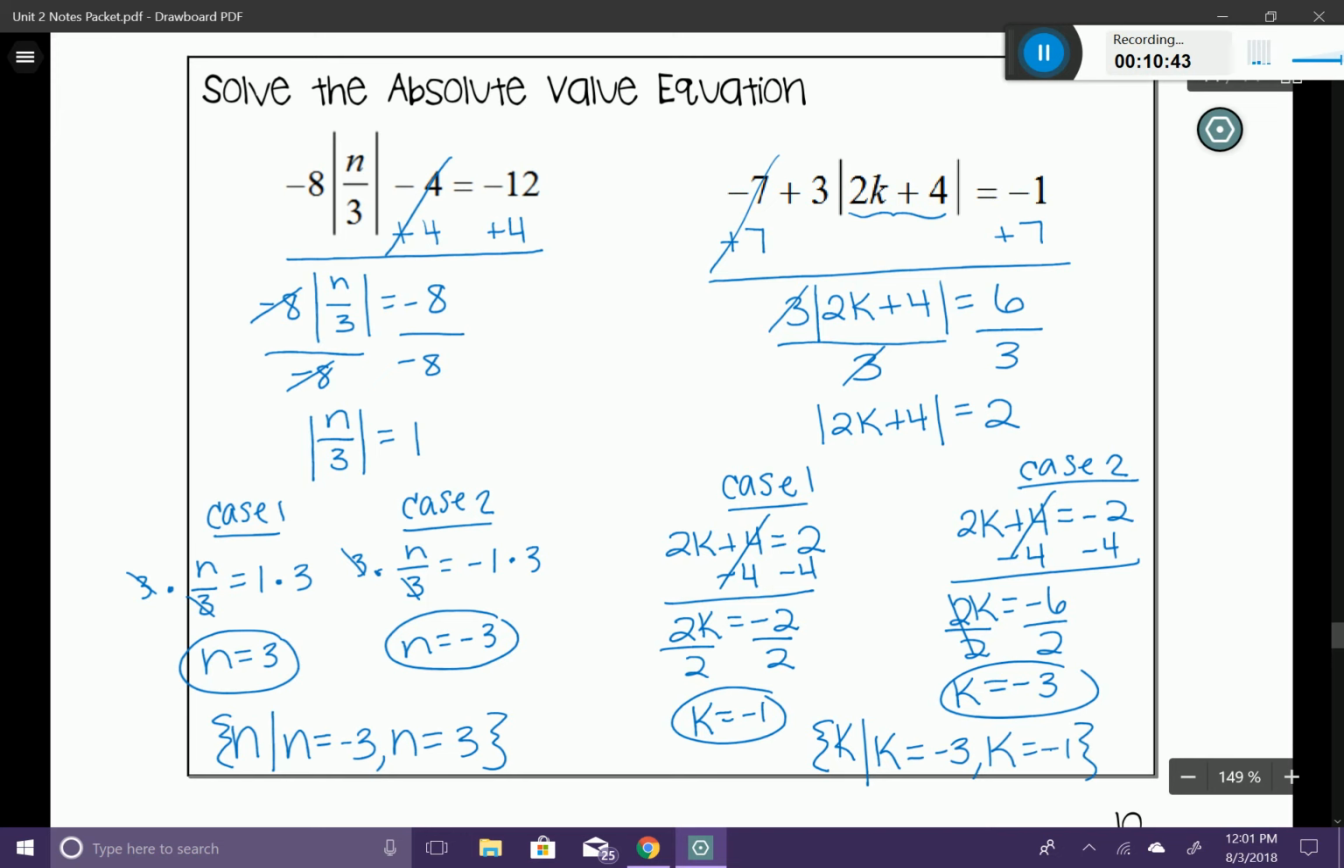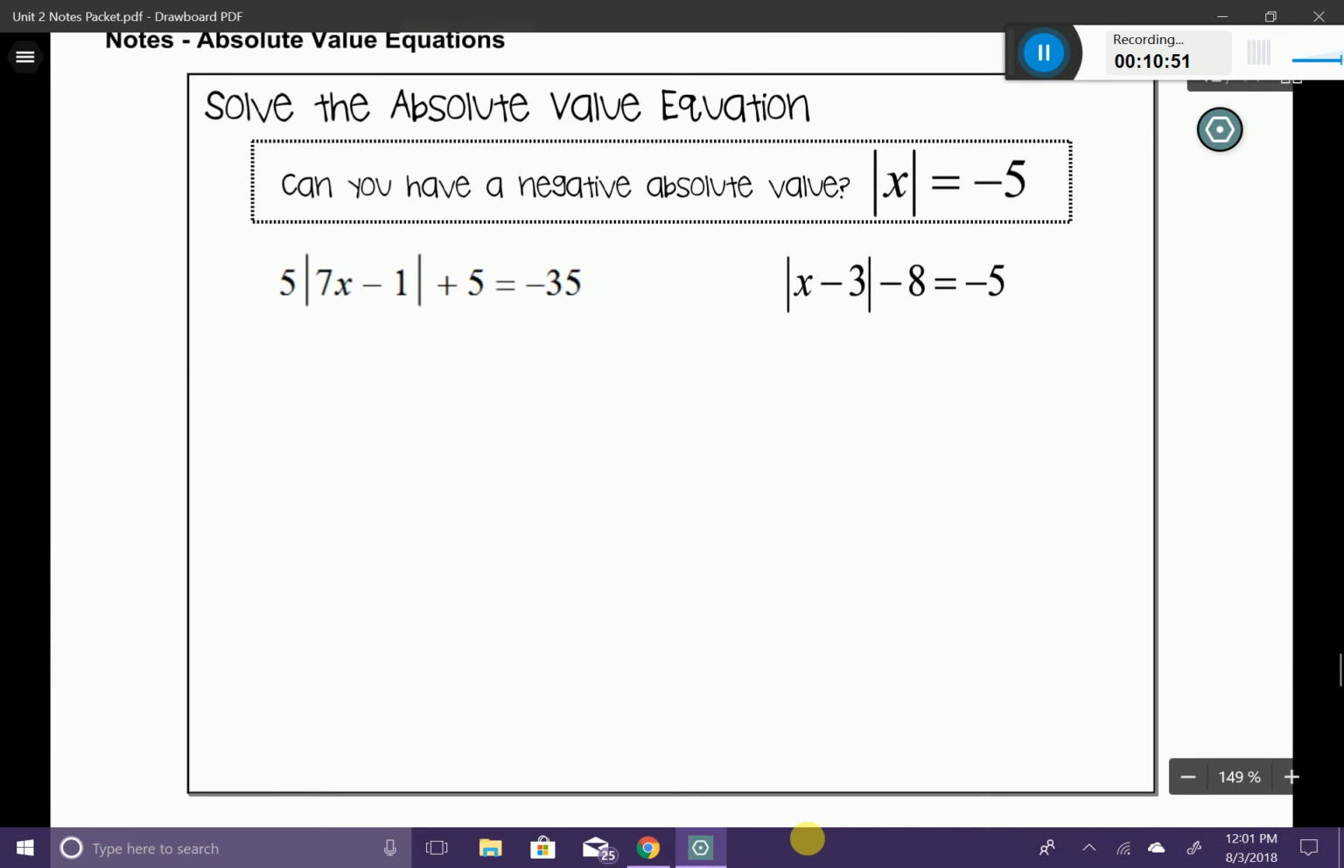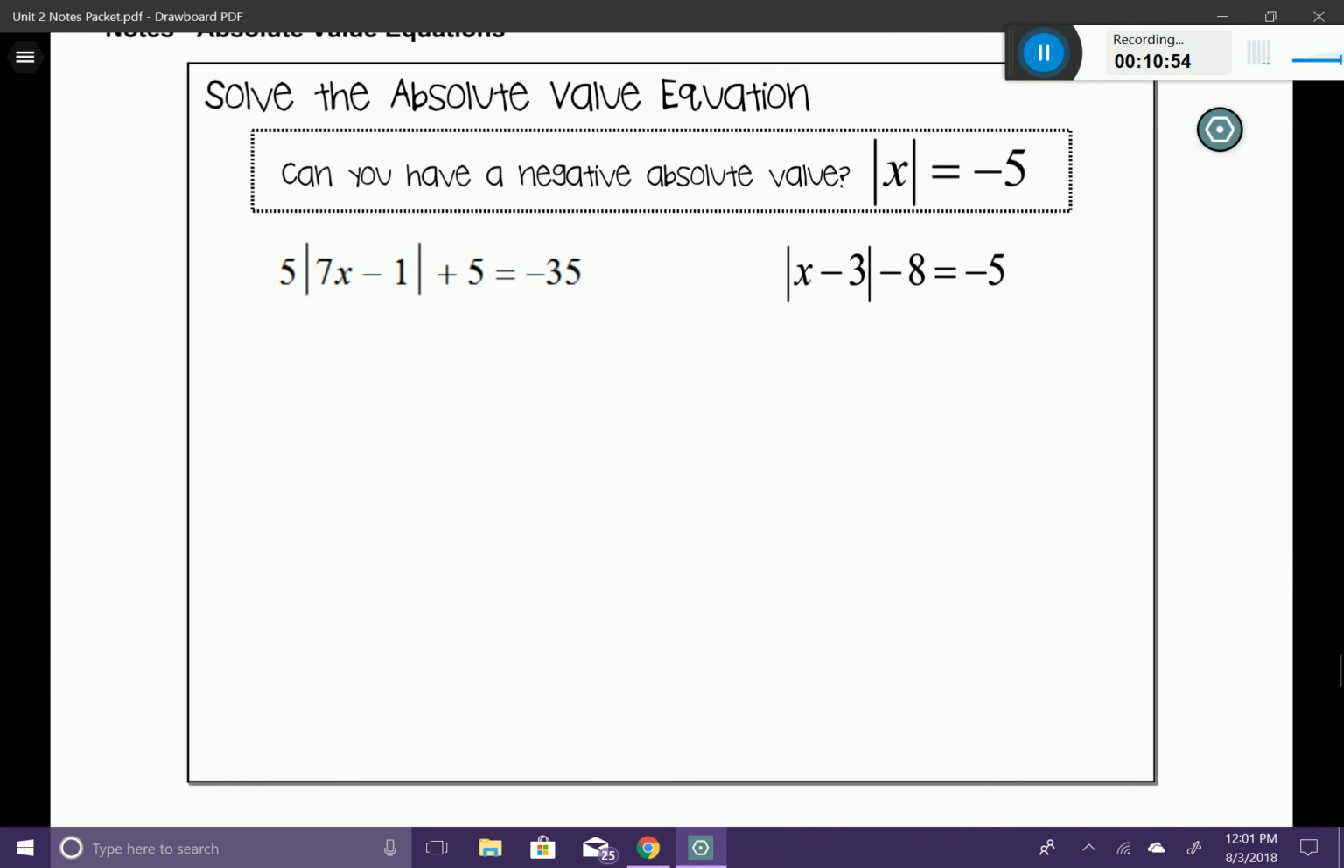Okay, so those were quite a few problems just practicing the skill, but I do want to show you a unique situation now. The question that I want to ask is, can you have a negative absolute value? Meaning, can you have something that looks like this above? The absolute value of x is equal to negative 5. And the answer is no, you can't.